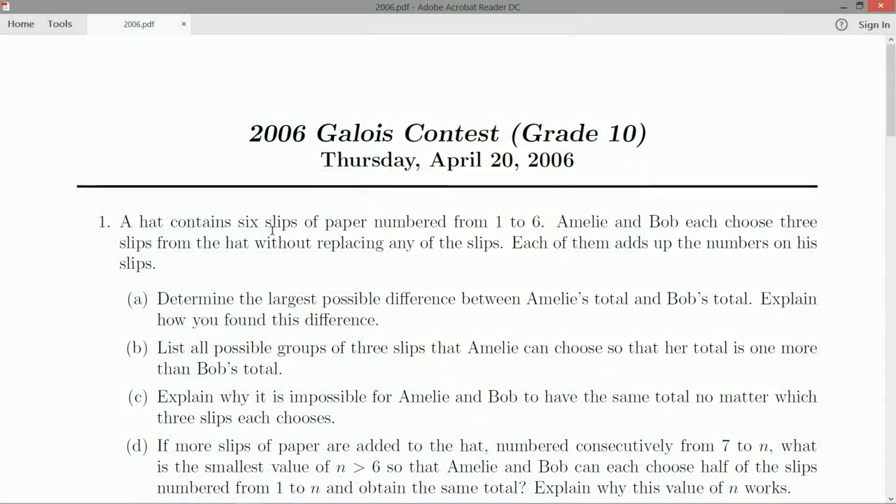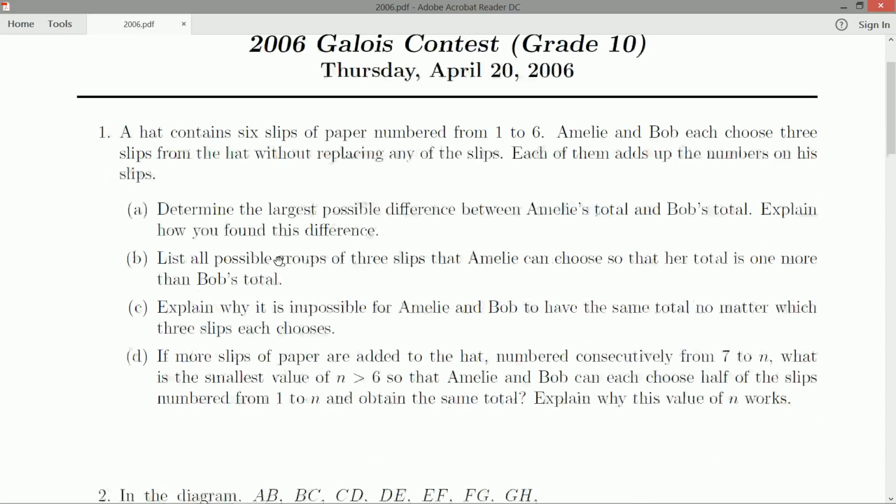A hat contains 6 slips of paper numbered from 1 to 6. Amelie, I'm going to say it's Amelie, and Bob each choose 3 slips from the hat without replacing any of the slips. Each of them adds up the numbers on his slips. Is this a boy's name? They probably just forgot his or her slips. And looking ahead, yeah, they do refer to Amelie as a her. Okay, that's what I thought.